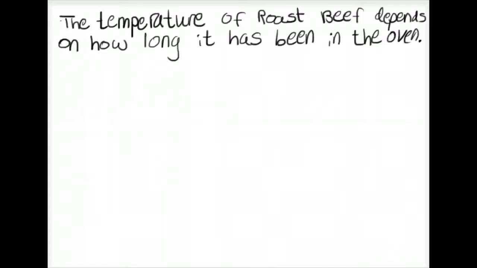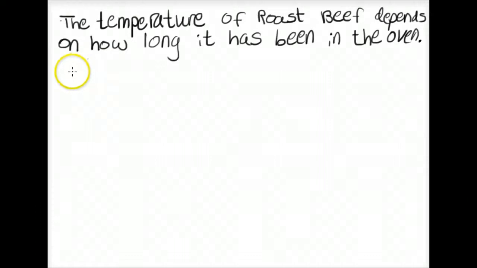So in this example, you take a roast beef from the refrigerator and put it into a hot oven. The temperature of the beef depends on how long it has been in the oven. Sketch a reasonable graph. So we're already explicitly told which variable would be the independent and which variable would be the dependent variable.